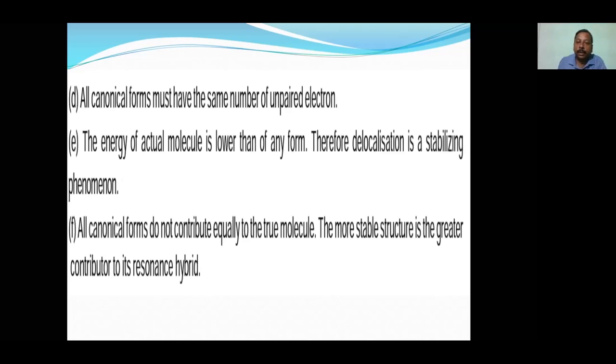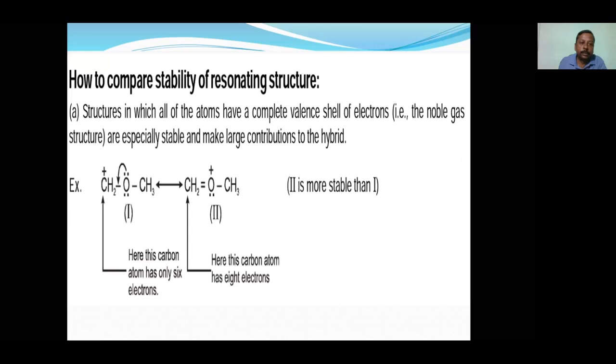All canonical forms do not contribute equally. Suppose a resonance hybrid is made up of four structures. It does not mean that each contribution will be 25%. Some may be more stable, maybe 70%, and less stable, maybe 30%. That percentage will depend on the stability.